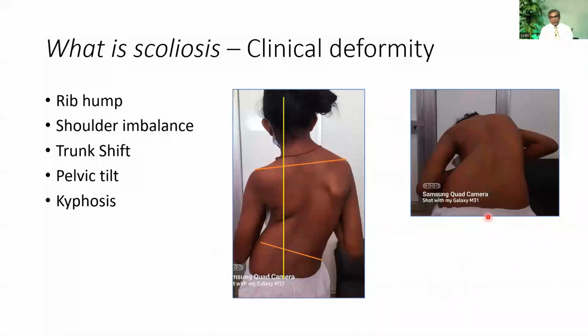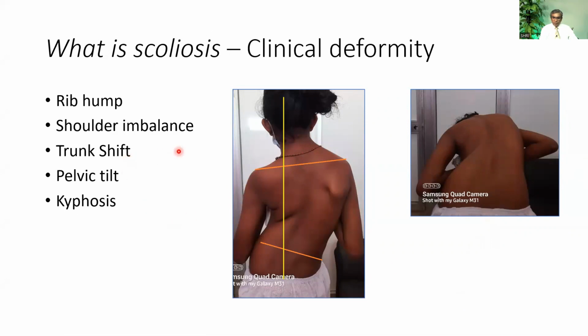So, but then what do we see clinically? So clinically, typically with scoliosis, we see several deformities. One is called the rib hump. So if you see this patient picture here, you see that the right side of the rib cage has pulled upwards, so it has become prominent. So this is called a rib hump, and the rib hump occurs due to the rotation of the rib cage, as I showed in the previous pictures.